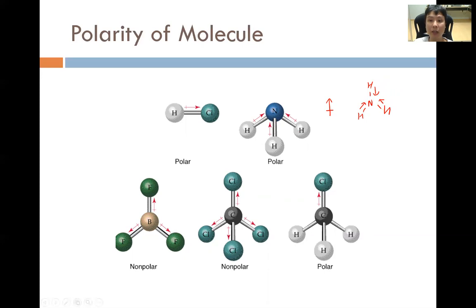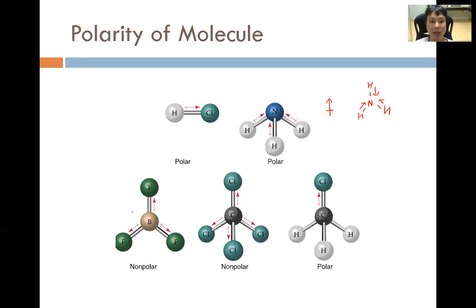Okay, so in order to get this correct, you need to first use VSEPR theory to determine the shape of the molecule. Then step 2 is to draw arrows along the bond vectors. Step 3 is to add vectorially the bond vectors and see whether you get a net zero vector or not. If you do not get a net zero vector, then the molecule is polar. If you get a net zero vector, then the molecule is non-polar.